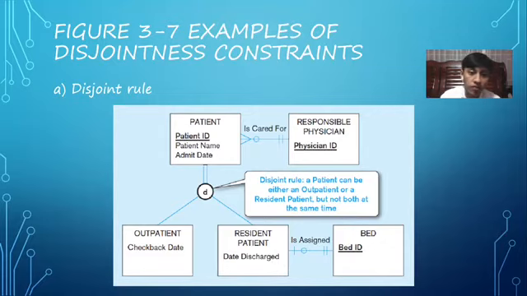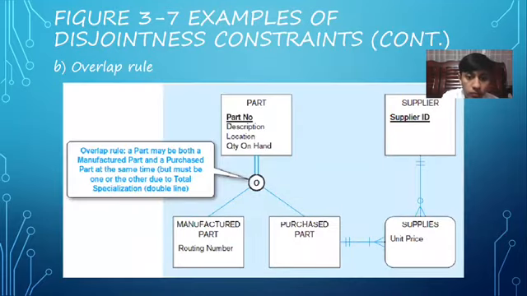The next one is overlap rule. In this example, an instance of a part is a particular part number, not an individual part. In this case, it is not important to keep track of individual parts. When tracking individual parts is important, each part is assigned a serial number identifier, and the quantity on hand is 1 or 0, depending on whether the individual part exists or not.